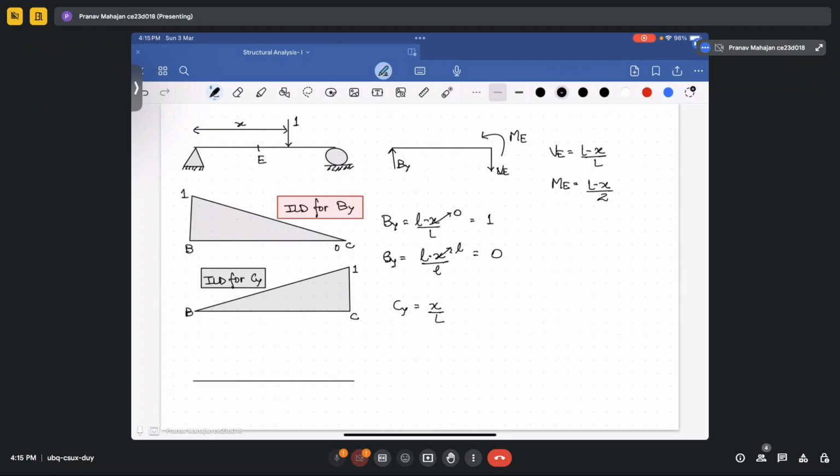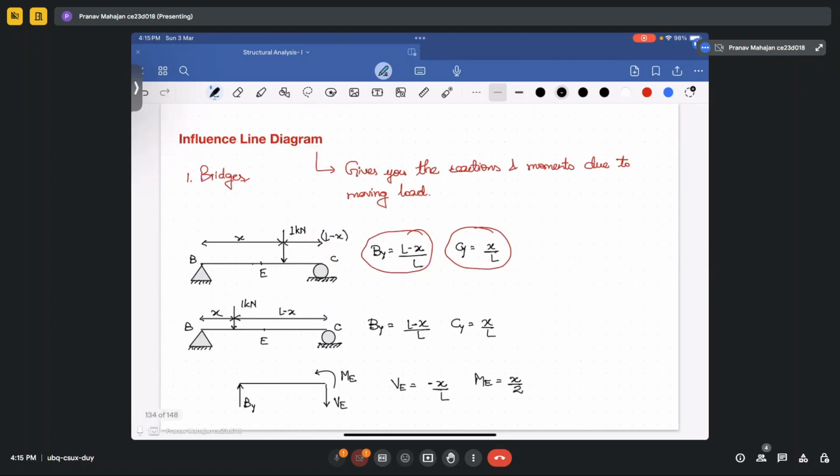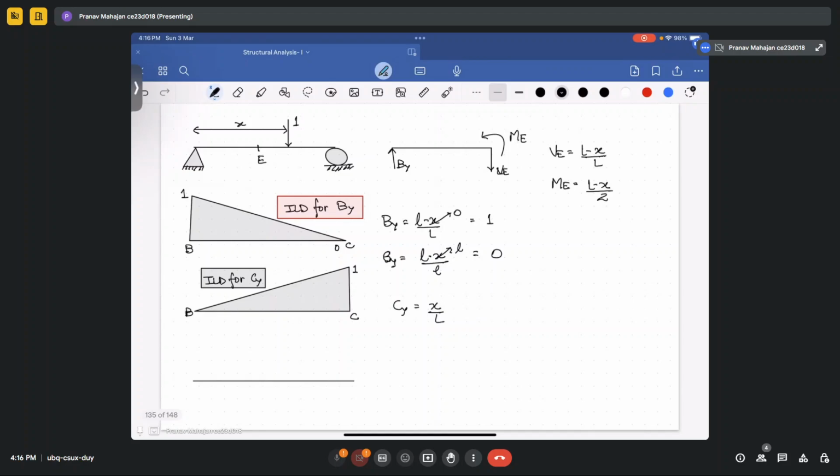If we make shear force at that particular point, when the load is between B and E, you have VE as h minus h upon L. So it means it varies linearly till L by 2. And from this position, it becomes L minus h upon L. So it would be like this. So this is your ILD for shear force at point E.